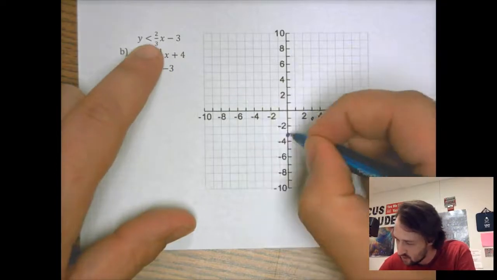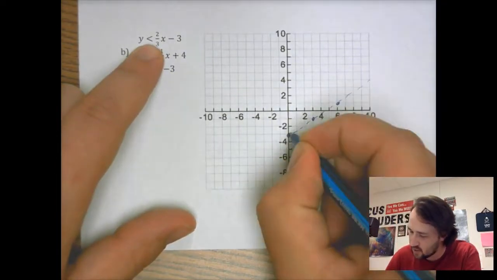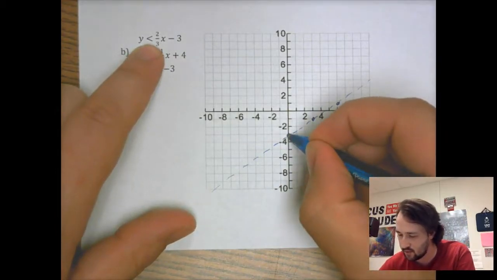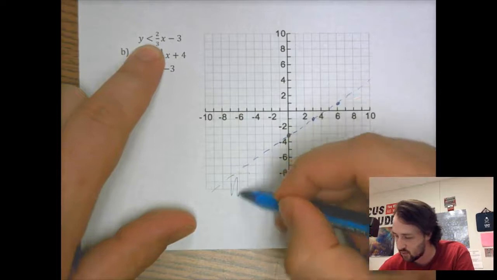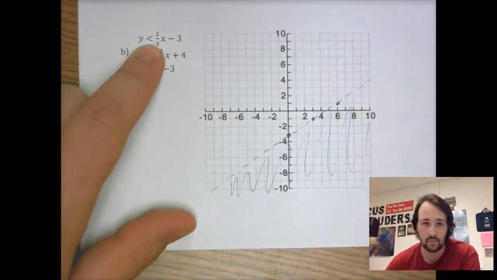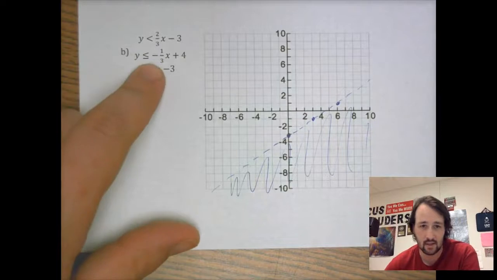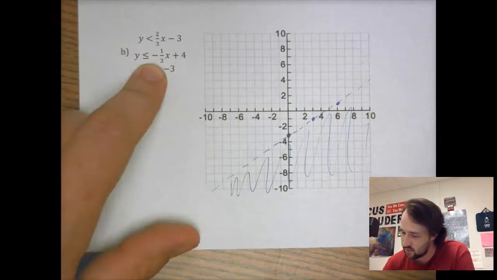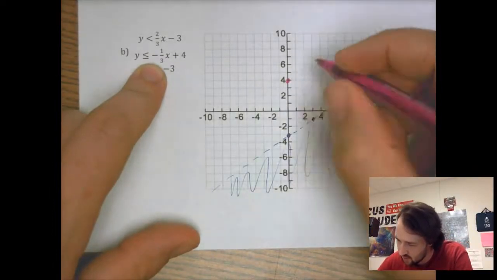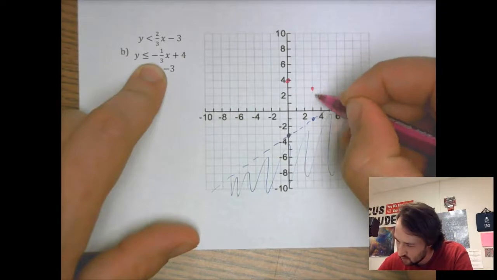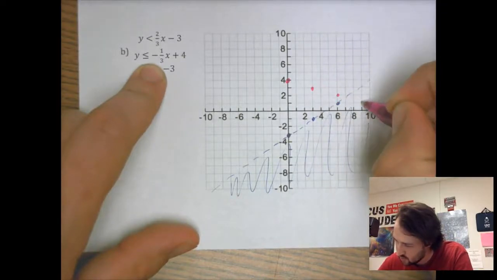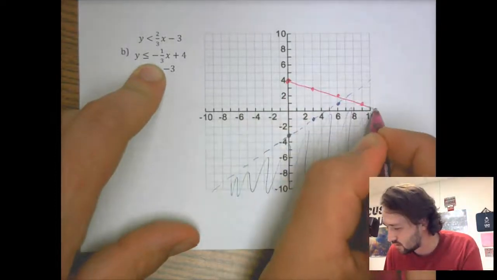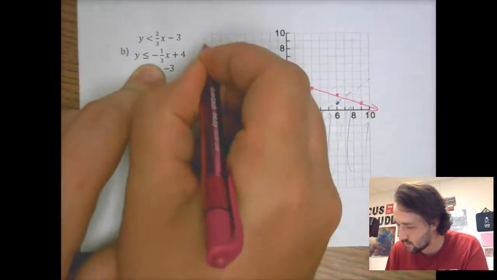And since I'm less than, it is a dashed line. So just make the best line you possibly can. And if you read this, y is less than, so y is below all the way throughout that line. Going to the next line, y is less than or equal to -1/3 x plus 4. So I have a y-intercept of 4, and then I have down 1 over 3, down 1 over 3, down 1 over 3 as my line. I am less than or equal to, so I will draw a solid line all the way throughout.